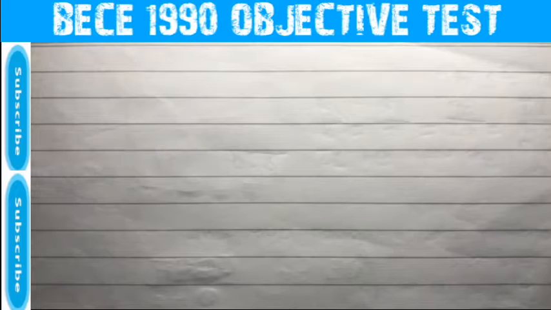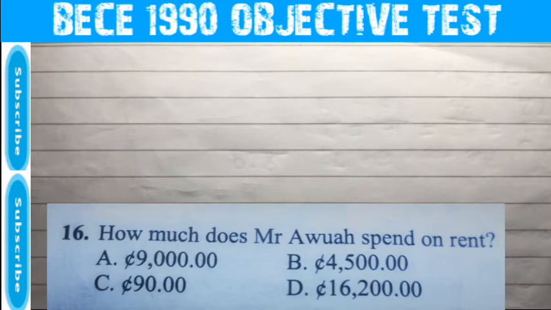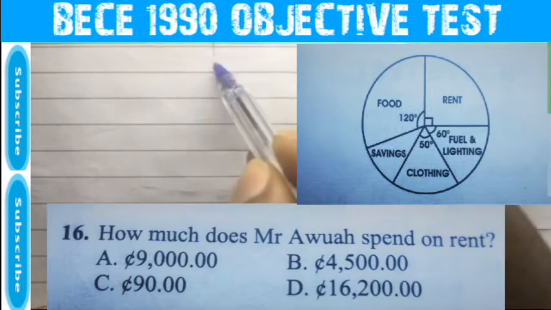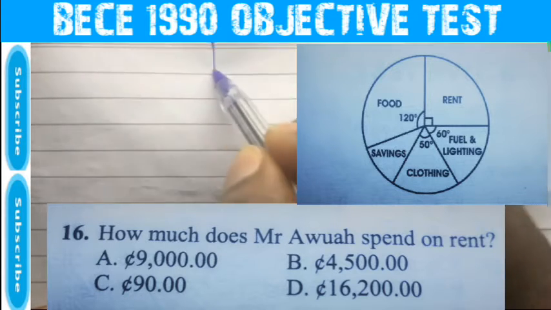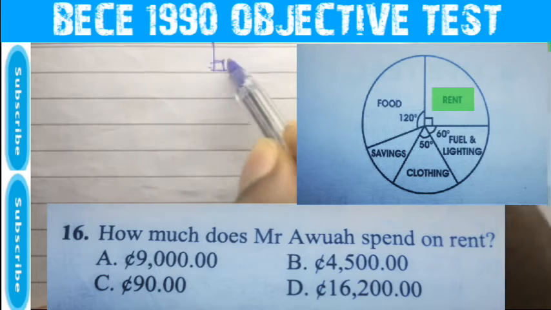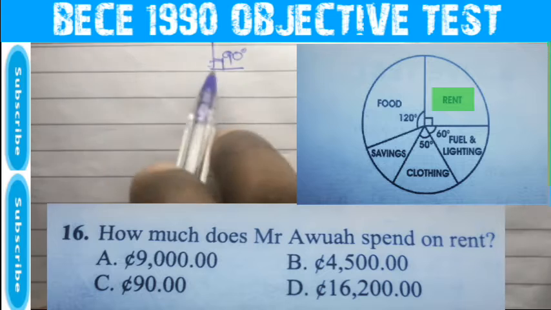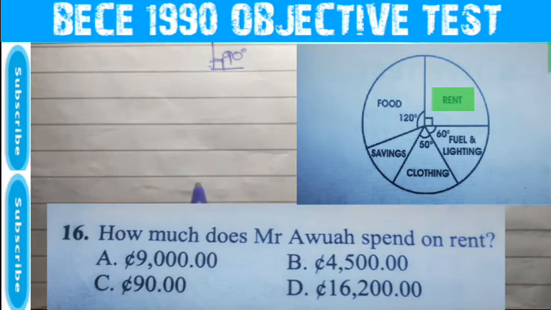So with question 16, here's what we have. How much does Mr. Wa spend on rent? When you look at rent, we have this sign over there. It looks like this, something like this. And this is 90 degrees, okay? That sign means that the angle over there is 90 degrees.